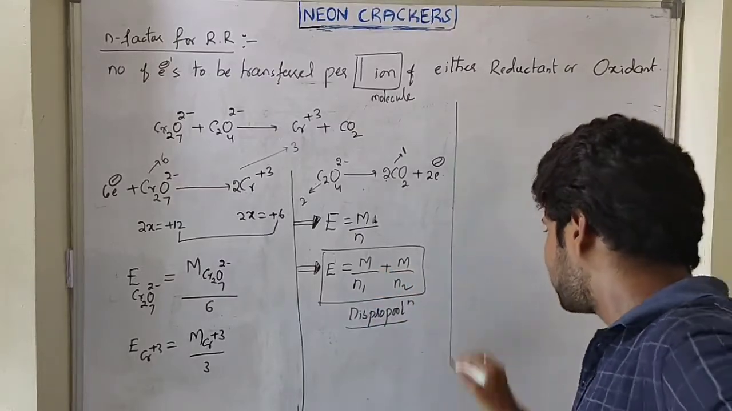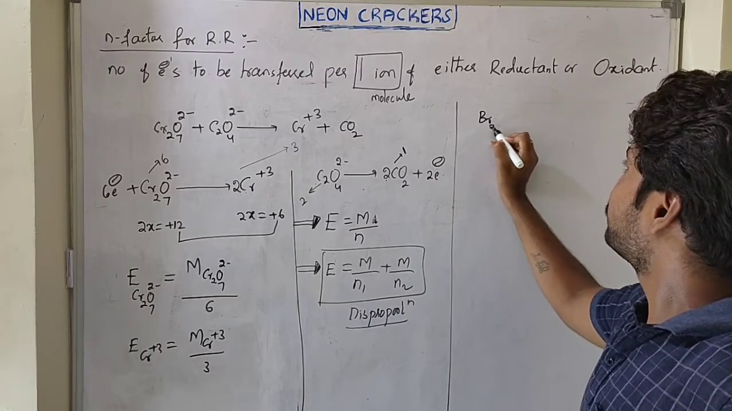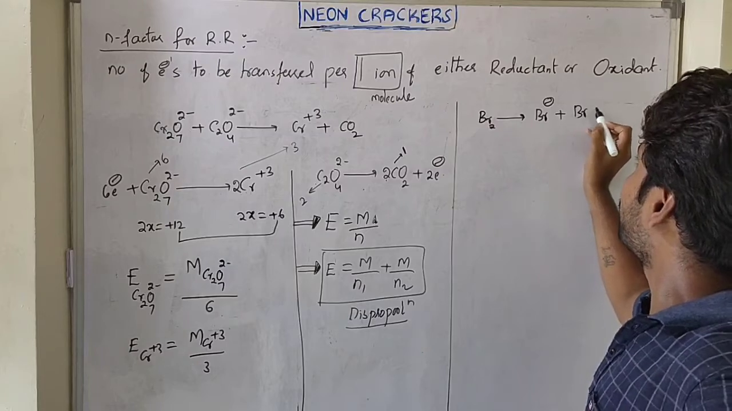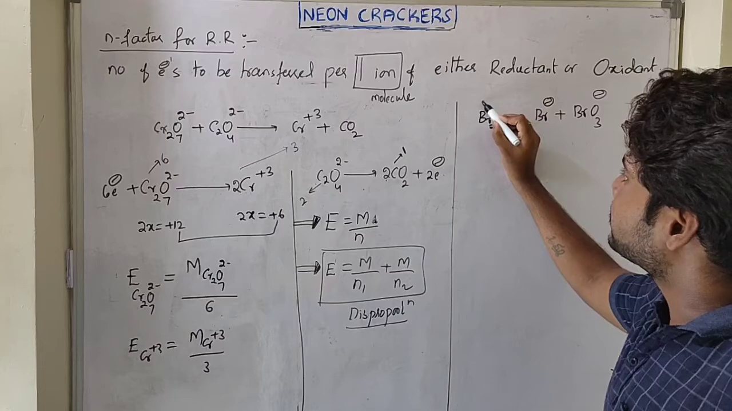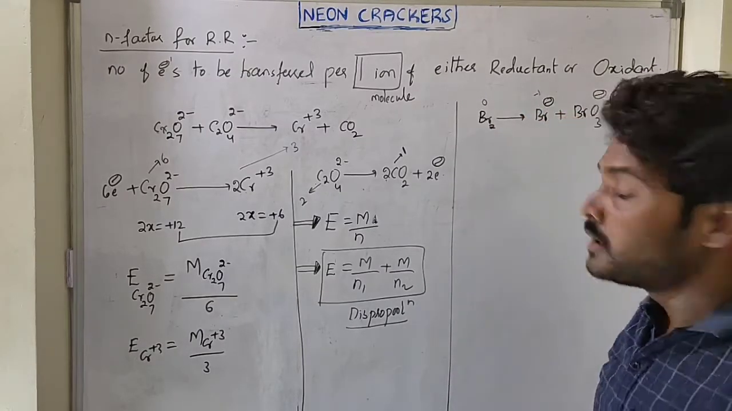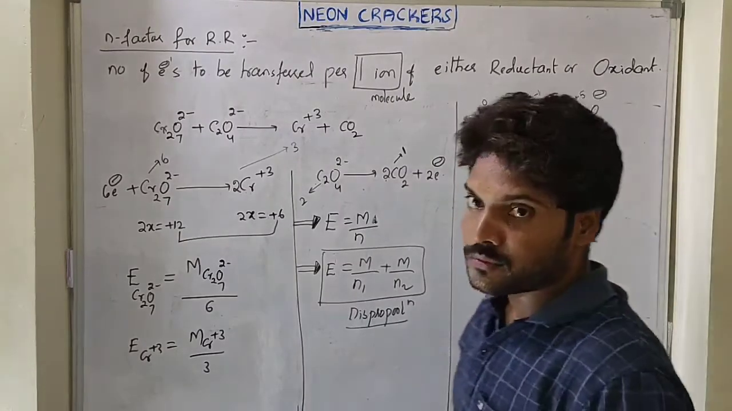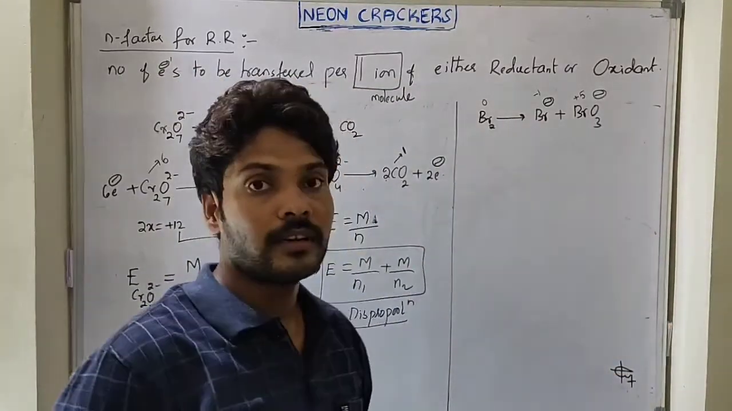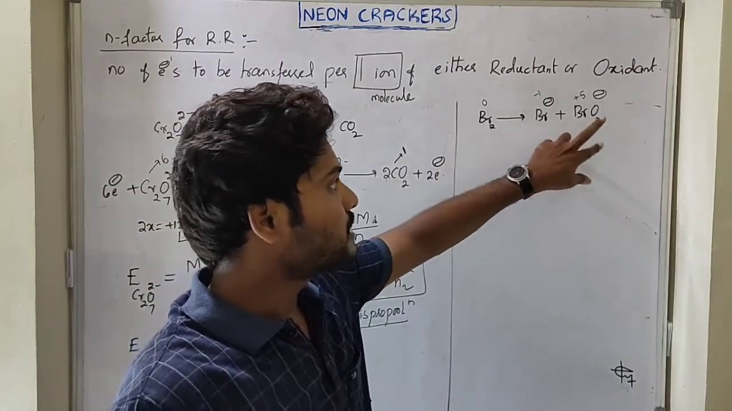So let's see one example. Take Br2 converts to Br minus plus BrO3 minus. What are the oxidation states here? In Br2, the bromine oxidation state is 0, and here the bromine oxidation state is -1, and in the last one the bromine oxidation state is +5. So 0 to -1 means addition of electrons, that is reduction, and 0 to +5 means removal of electrons, that is oxidation. So one substance undergoes oxidation as well as reduction.